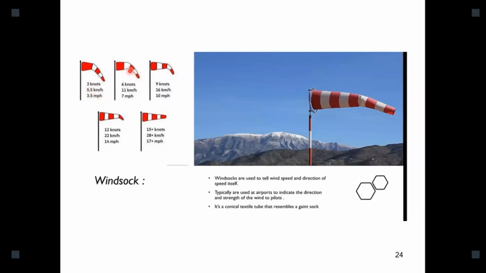At the second bend, it is 11 kilometers per hour. At this bend, it is 16, like that. Here it is 28 plus. This is how the pilot can understand the ground level wind speed. As well as the wind speed, we can obviously find out the wind direction, because the sock points in the direction opposite to where the wind comes from.